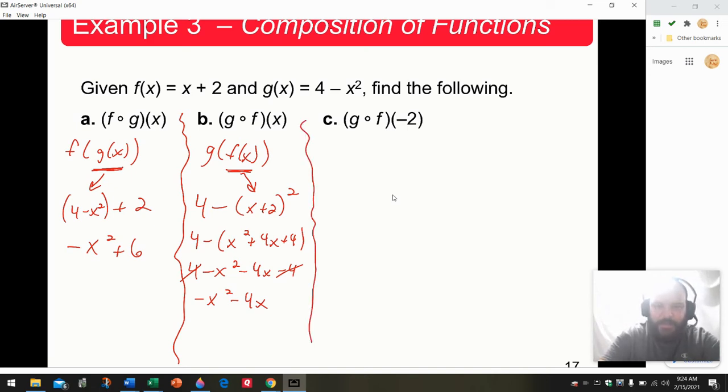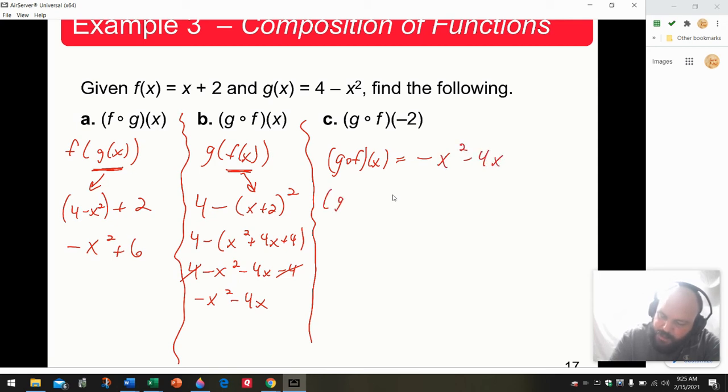Okay, the last one asks you to do g of f of negative 2. So what they're saying is find the composition g of f, and then once you find that composed function, plug the number negative 2 into it. So we know what g of f of x is. That we just found is right here. So if I were to write g of f of x, that function is negative x squared minus 4x.